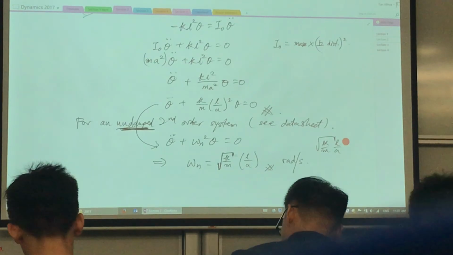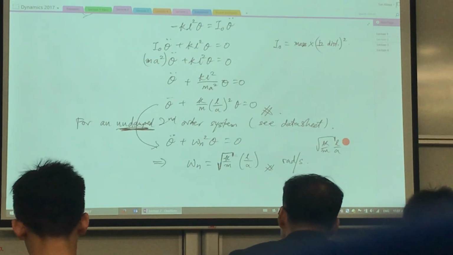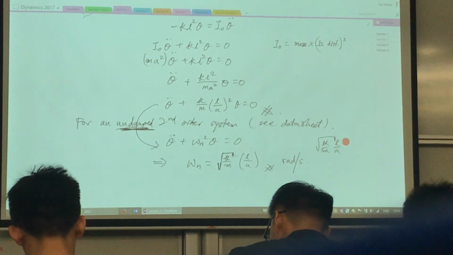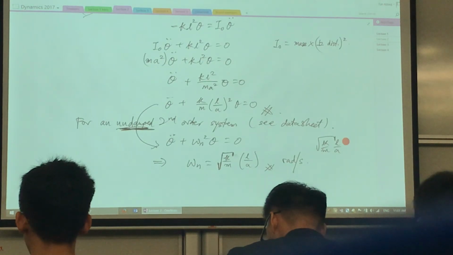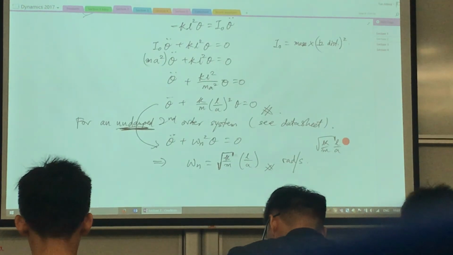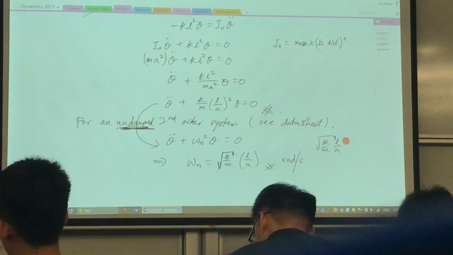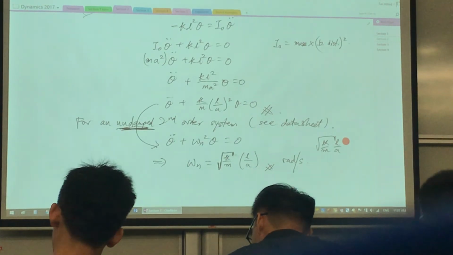So next week we're going to have damping coming in. So this is a case of simple harmonic motion, undamped system. Next week the equation will get a little bit more complicated, and I'll see you next Tuesday.